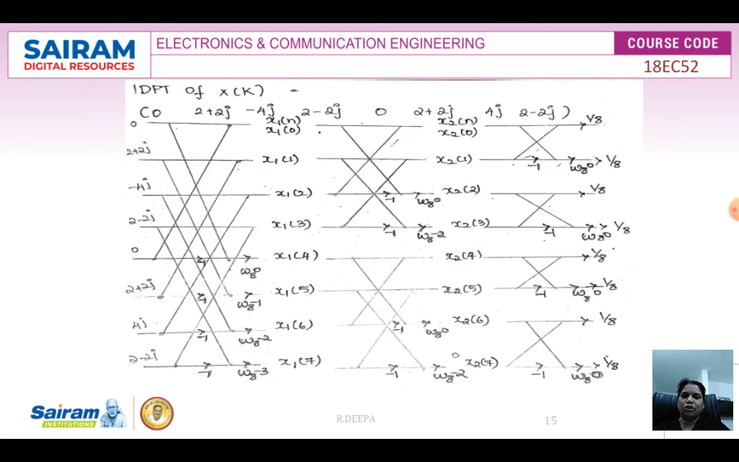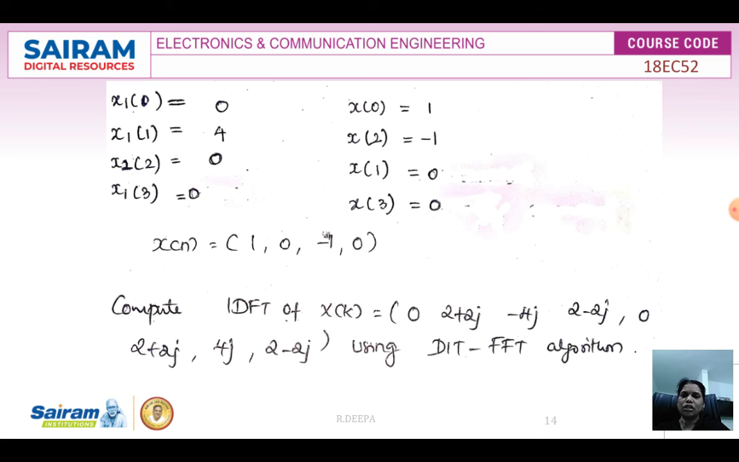So there is another problem statement. Compute IDFT of x of k is equal to 0, 2 plus 2j, minus 4j, 2 minus 2j, 0, 2 plus 2j, 4j, 2 minus 2j using DIT FFT algorithm. Here the n value is 8, since 8 values of x of k are given.